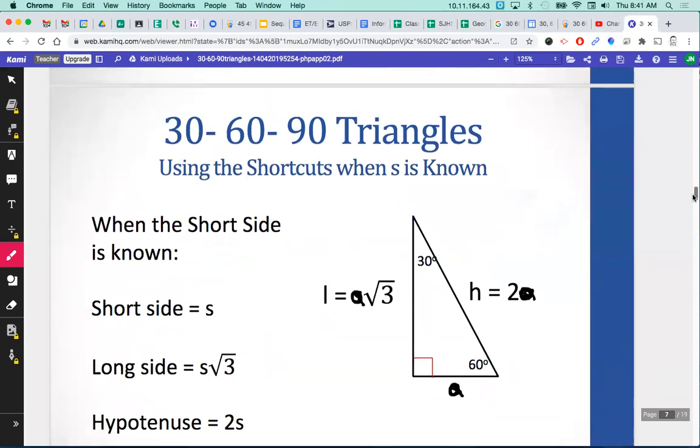So A, 2A, A radical 3. I'm going to show you how we're going to use this setup of ratios to solve for missing lengths. The nice thing is, if we only know one of the side lengths of this 30, 60, 90 triangle, we can find the other two. Whereas with the Pythagorean theorem, you would need to have two sides to find the third one. In special right triangles, you only need one.